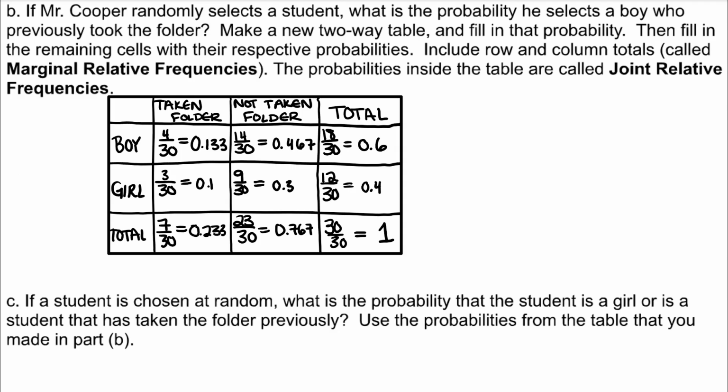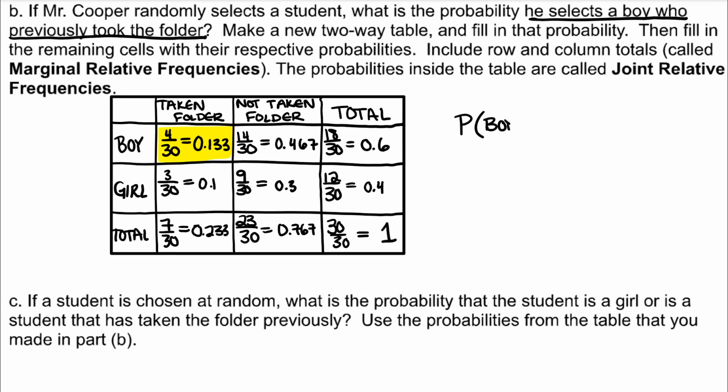You can always check by adding your row and column totals. The original question asked what is the probability he selects a boy who previously took the folder. That would be the probability of boy intersection taken folder, which is 4 out of 30, 0.133.